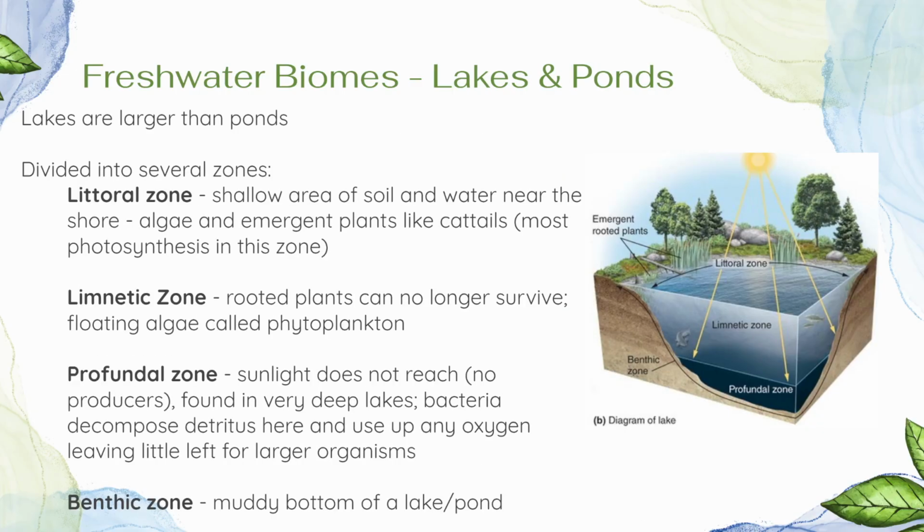Lakes are larger than ponds and are divided into several zones. The littoral zone is the shallow area near the shore where you'll find emergent plants like cattails and most of the lake's photosynthesis. The limnetic zone is the open water where rooted plants can no longer survive. In very deep lakes, sunlight cannot reach the bottom, so there is a profundal zone with no producers. Here, bacteria decompose detritus and consume any oxygen, leaving little for larger organisms. Finally, the benthic zone is the muddy bottom of the lake or pond.